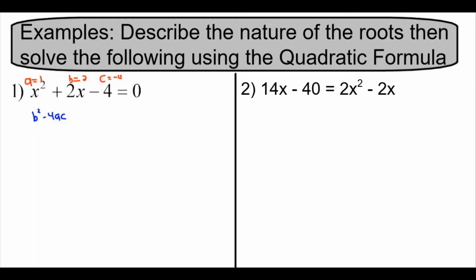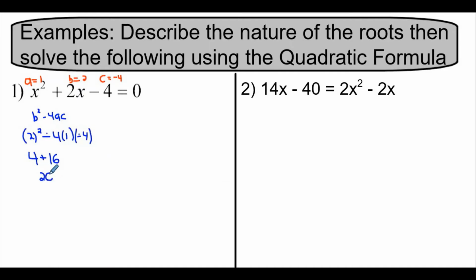So we're going to put those into the discriminant, and we're going to see what number pops out. So here we have 2 squared minus 4 times 1 times negative 4. And many times you can use a calculator for this, but these are small enough. So let's take a look at how to do this by hand. This would be 4. These 2 negative signs would make a positive sign, and 4 times 1 times 4 is 16, so this comes out to 20.